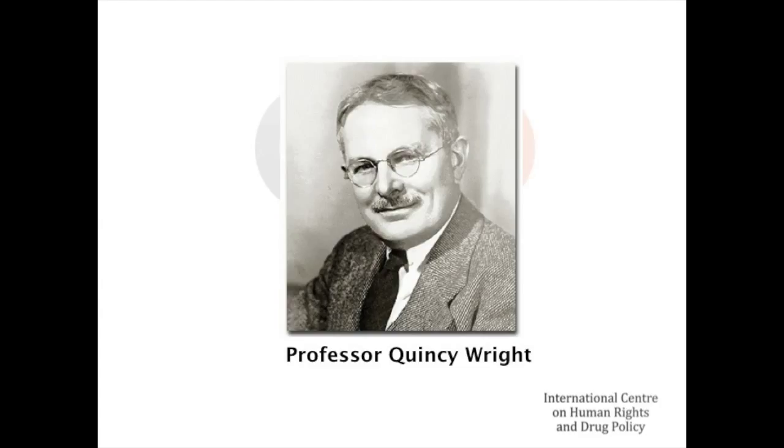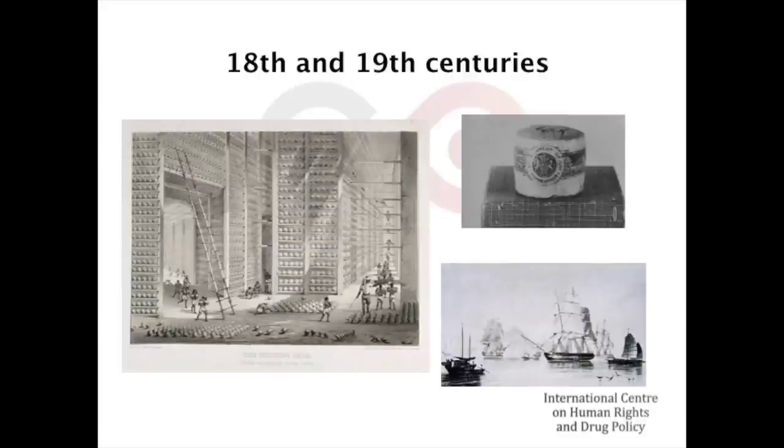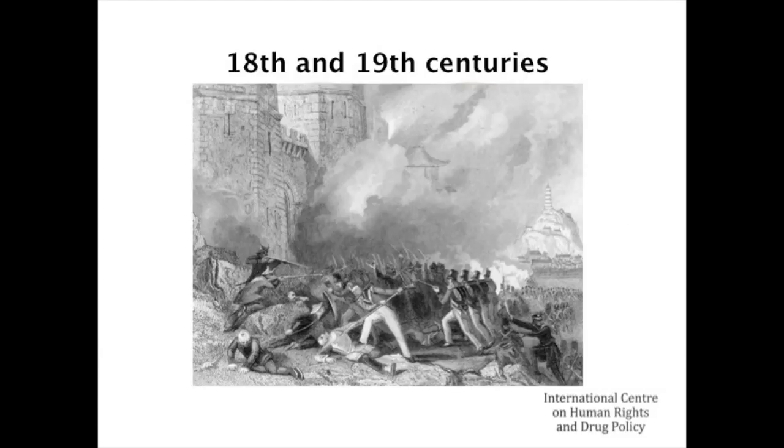Wright's first stage was the drug control of the 18th and 19th century. This was a period of time when opium was a major commodity of international trade. The British East India Company had a monopoly trade in opium during that time. We had two opium wars fought between Britain and China in the mid-19th century. And in terms of legal development, drug control or drug suppression was really seen primarily as a national matter or at best a bilateral issue.